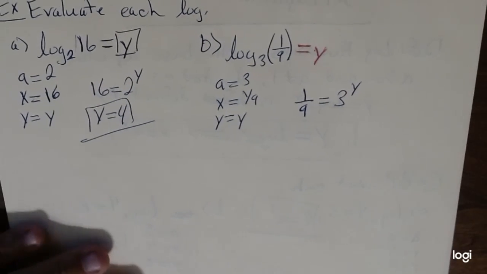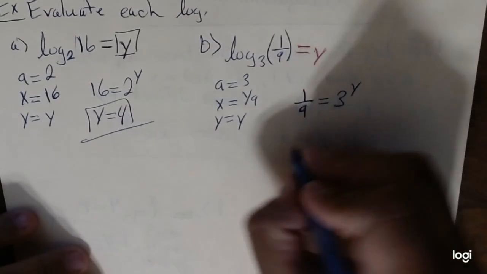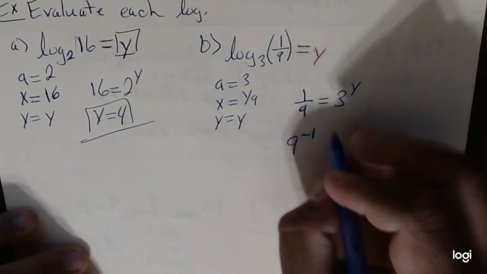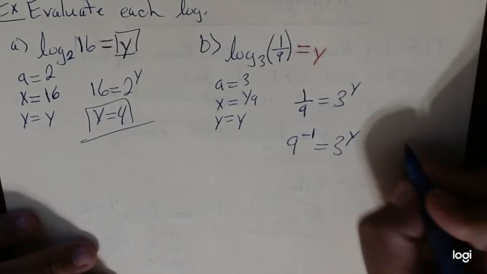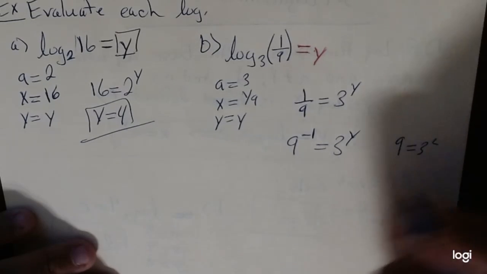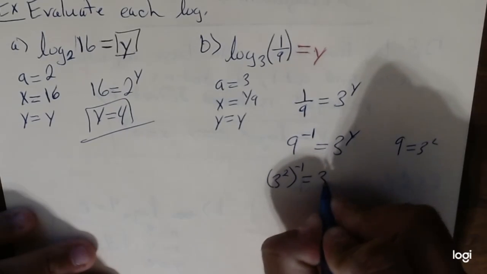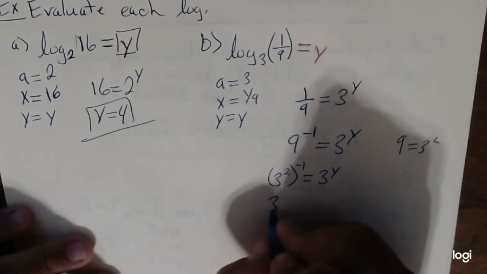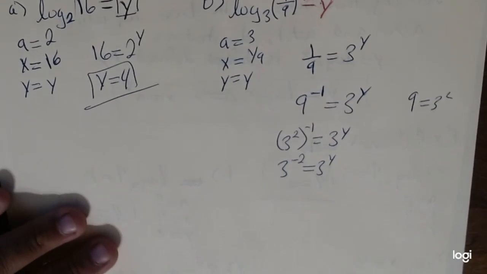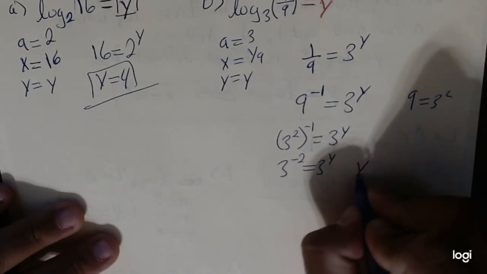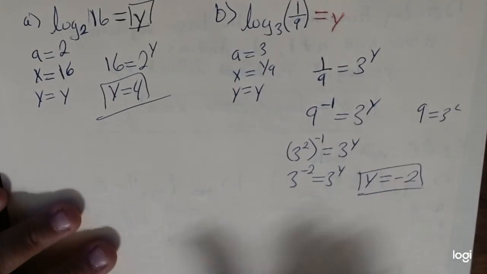Now it goes back to the last section. The easiest way to think about it is, what's another way I can write 1 over 9? That's 9 to the negative 1 power, if you like. And another way to write 9 is 3 squared. So I can rewrite this as 3 squared to the negative 1 power, and this becomes 3 to the negative 2 is equal to 3 to the y power. And now notice we get the exact same template we did last time. Same base, so therefore y must equal negative 2. So this whole thing evaluates to negative 2.